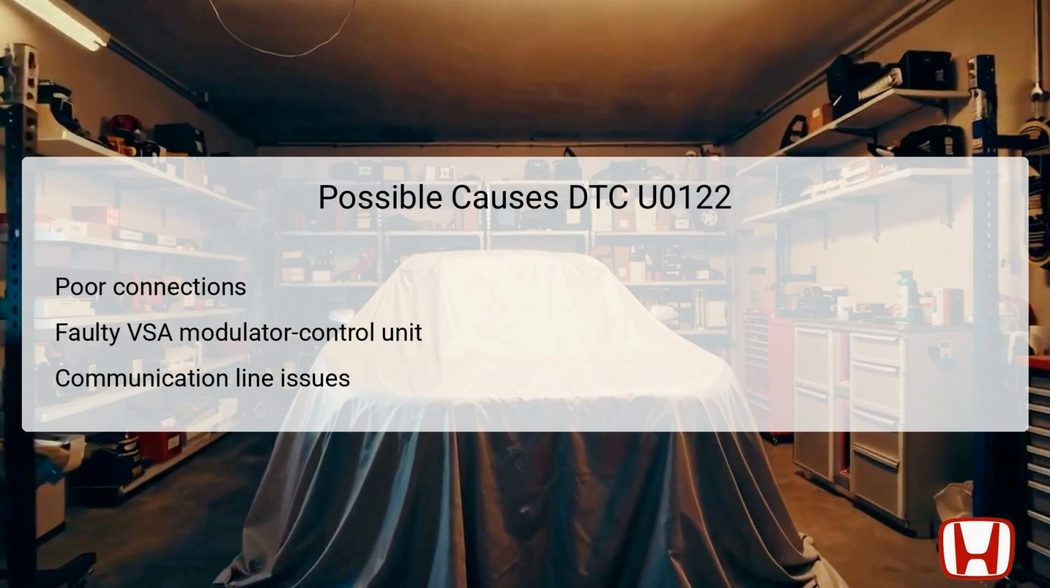Additionally, intermittent failures due to momentary disconnections caused by vibrations or temperature fluctuations could also play a role in this issue. Checking the integrity of the system's wiring and connectors is essential before replacing any parts. Understanding these potential issues is vital for efficient troubleshooting and effective repairs.